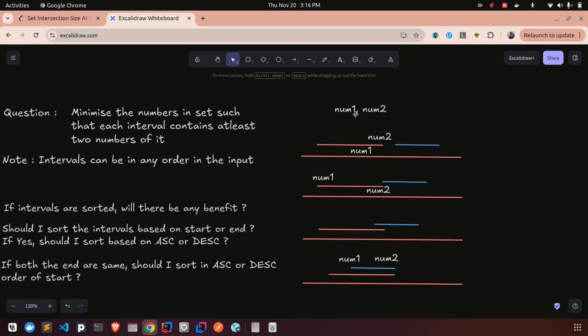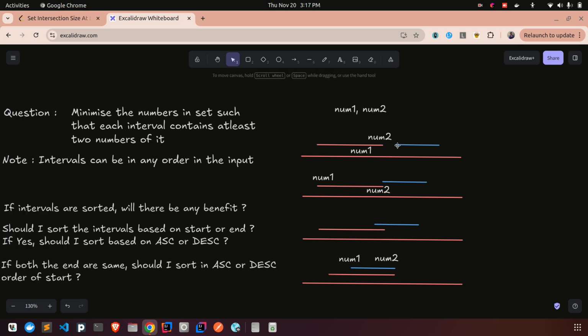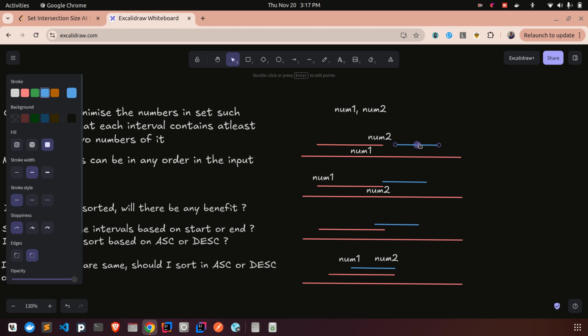Now let's say we have to identify the numbers which we have to pick as part of my result set. Let's say I have already processed some intervals, and I have picked num1 and num2. Num2 is the end of this interval and num1 is basically num2 minus 1. Now I have to check whether I should include two new numbers, or whether these two numbers are already part of my next interval or not.